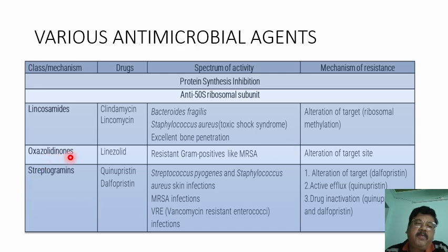Then oxazolidinones, linezolid. Active against resistant gram positives like MRSA; resistance by alteration of the target site. Streptogramins, quinupristin and dalfopristin, active against Streptococcus pyogenes, Staphylococcus aureus skin infections, MRSA infections, VRE infections. Resistance: alteration of target, active efflux, and drug inactivation of quinupristin and dalfopristin.